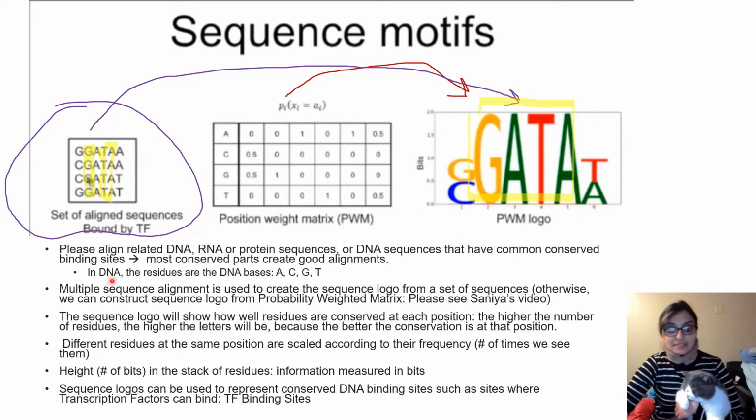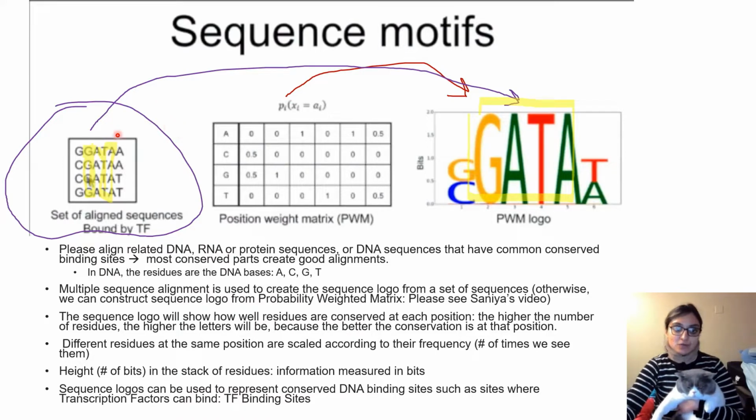In DNA, I just want you to see that the residues would be DNA bases, ACGT. For proteins, those would be amino acids. We use the position weight matrix. I have another video about how you calculate those heights and the information content from a position weight matrix to construct this. Please see the link in the description.